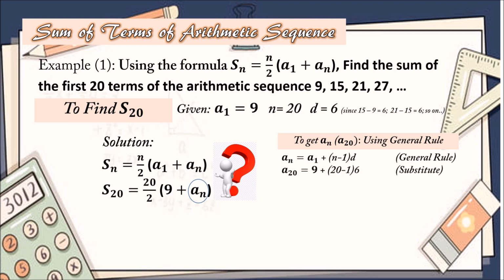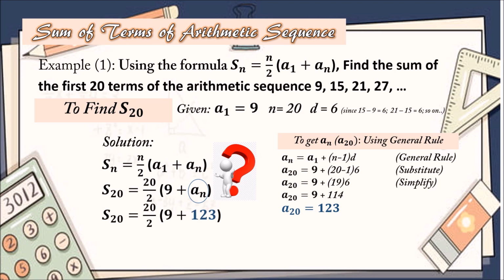We have a sub 20 is equal to 9 plus 20 minus 1 times 6. If we are going to simplify, we have a sub 20 is equal to 9 plus 19 times 6. So we will have a sub 20 is equal to 9 plus 114. The result will be the a sub 20 or the a sub n is equal to 123.